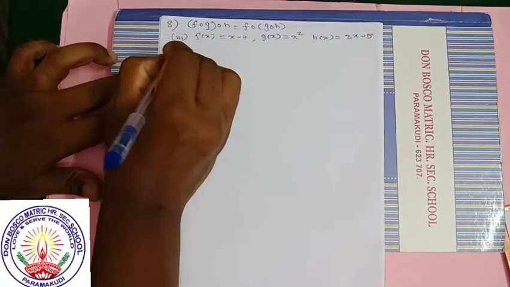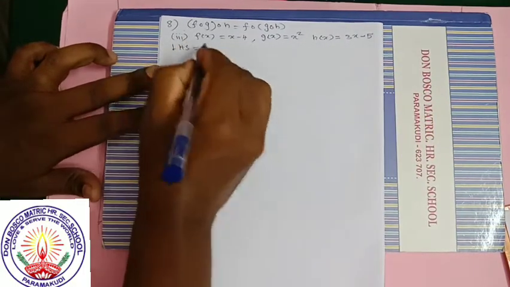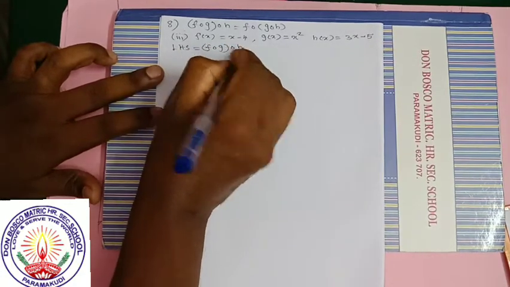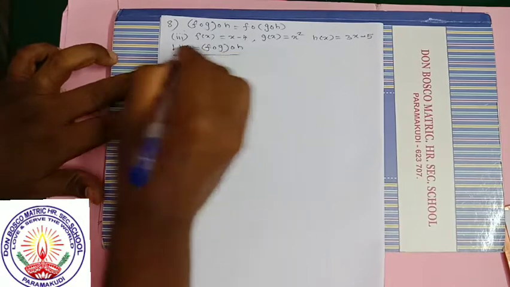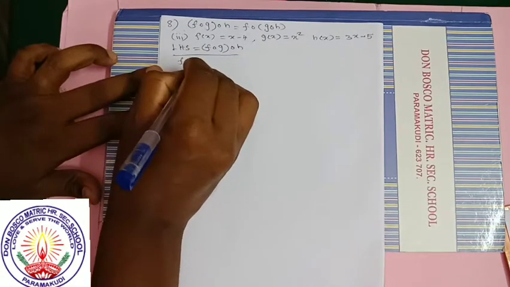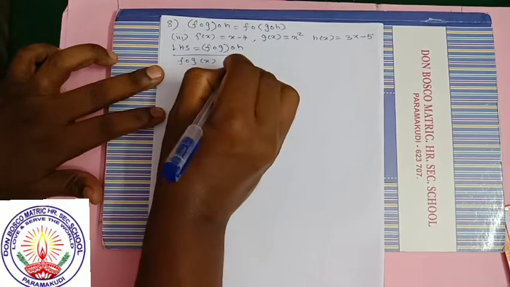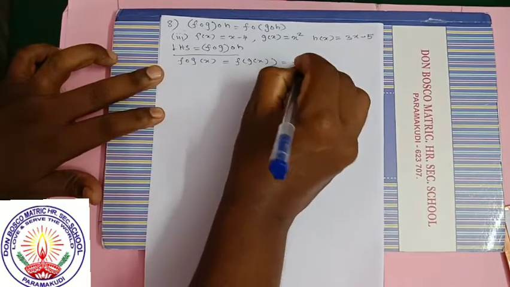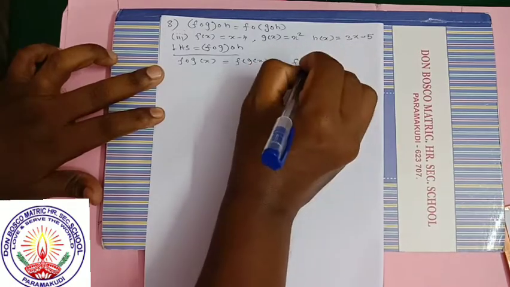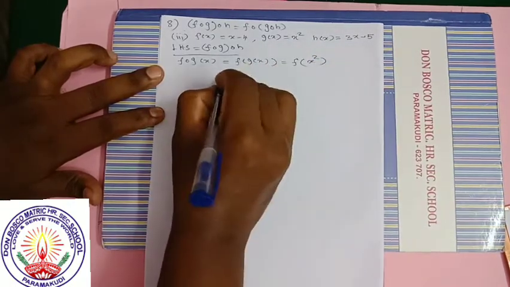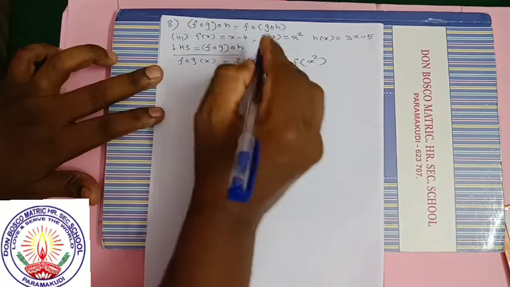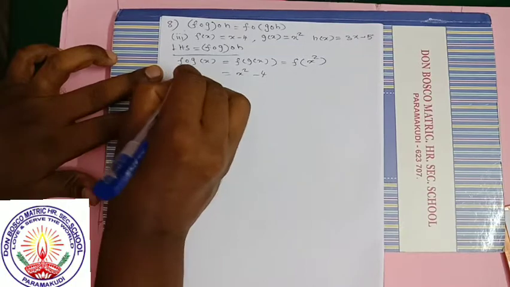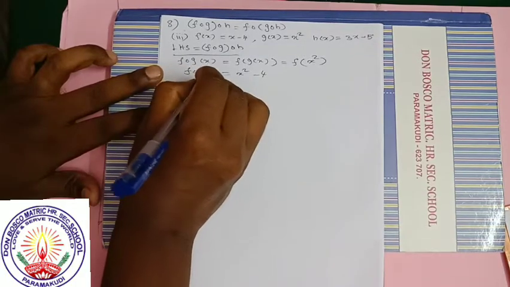So first one, let us find the left hand side. What is left hand side? Left hand side is equal to f composition g composition h. So first one, what is given in the bracket? F composition g of x is equal to f of g of x, which is equal to f of, what is the work of g of x? Square. It is x square. Now look at what is the function of f? Subtract 4. What is given inside? X square minus 4. So this is the work of f composition g of x.